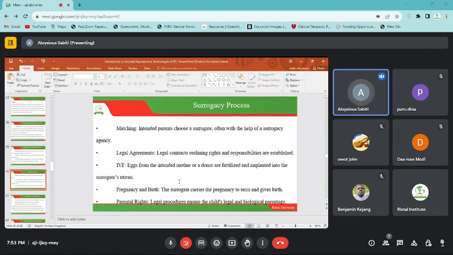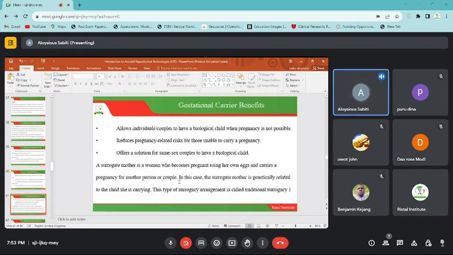And then the IVF process takes place where the eggs from the intended mother or a donor are fertilized and implanted into the surrogate's uterus. And definitely pregnancy and birth. So the surrogate carries the pregnancy to term and then gives birth. And then we look at a process where there is parental rights. So the legal procedure ensures that the child's legal and the biological parentage is there.